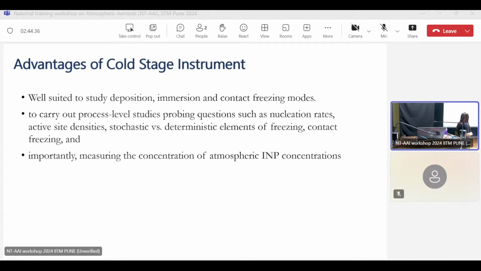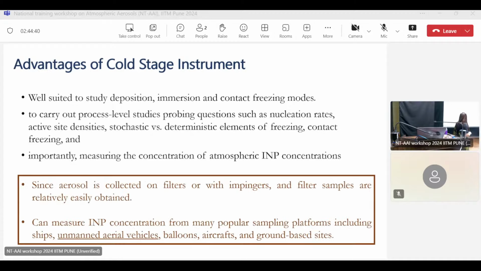And importantly, measuring the atmospheric INP concentration, of course. Since it is collected on filters or with impingers, and filter samples are relatively easily obtained, we can measure INP concentration from many popular sampling platforms. If you are collecting a sample over a ship, balloon, or using an aircraft or ground-based site, you can just bring the sample to our lab and you can get to know what is the INP concentration of that sample.